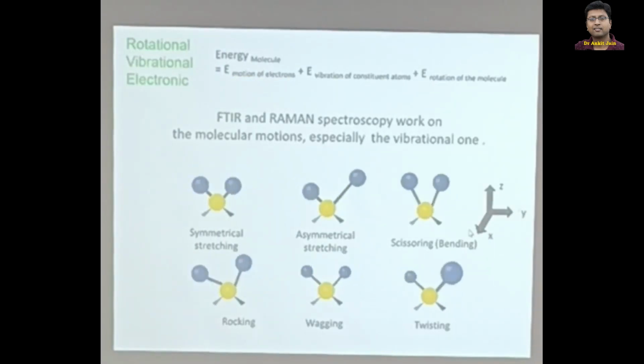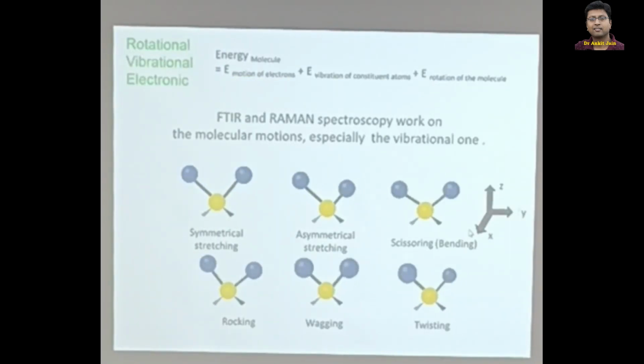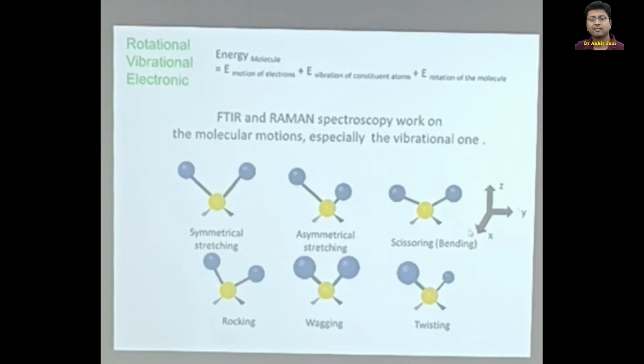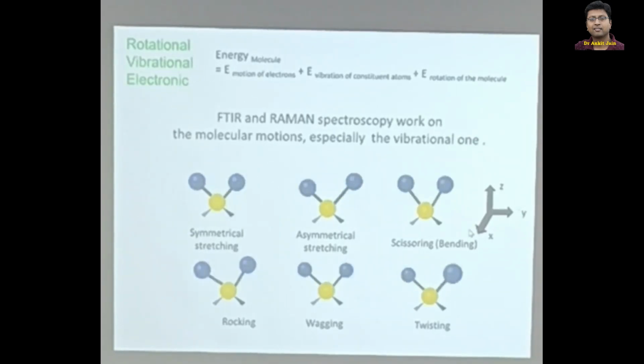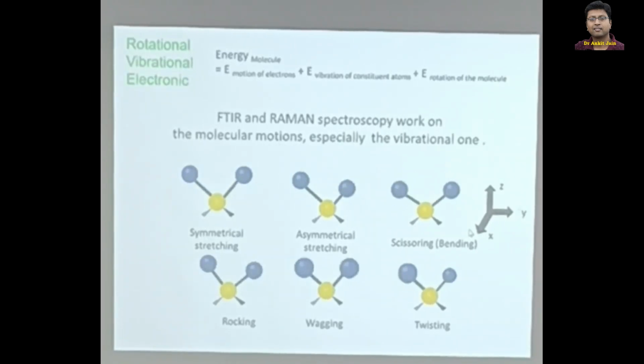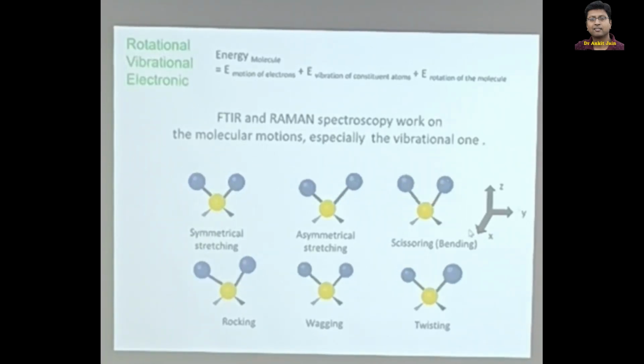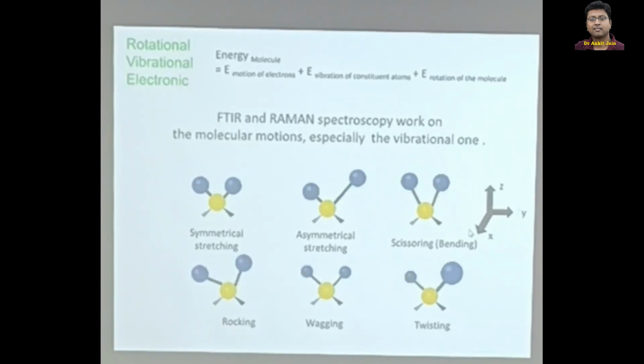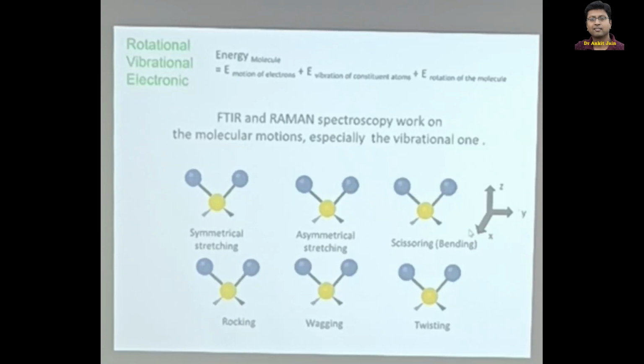So let us come to the background of Raman spectroscopy. If we talk about any molecule or any material, a material is made up of molecules and atoms. And if we want to find out the energy of the molecule, what is the energy of the molecule? It is the energy of the motion of all the electrons in it, the vibration of the constituent atoms, and the rotational energies associated with the molecule. So the rotational, the vibrational and the electronic energies come together to give us the whole energy of a molecule.